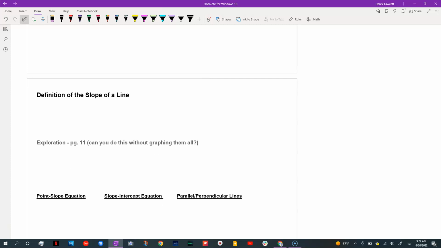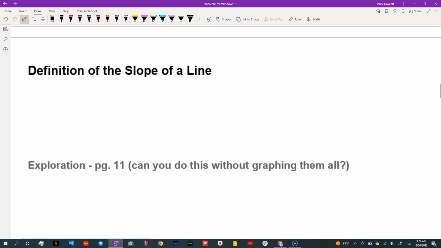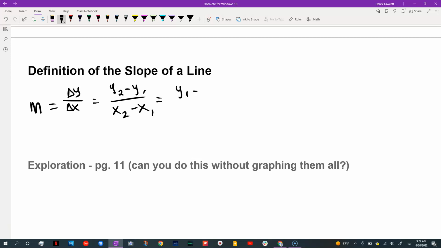So let's go ahead and get started looking at the definition of the slope of a line. We use the letter m to represent the slope, and that is the change in y over the change in x. It also looks like y sub 2 minus y sub 1 over x sub 2 minus x sub 1, or y sub 1 minus y sub 2 over x sub 1 minus x sub 2. Either one of those is fine.